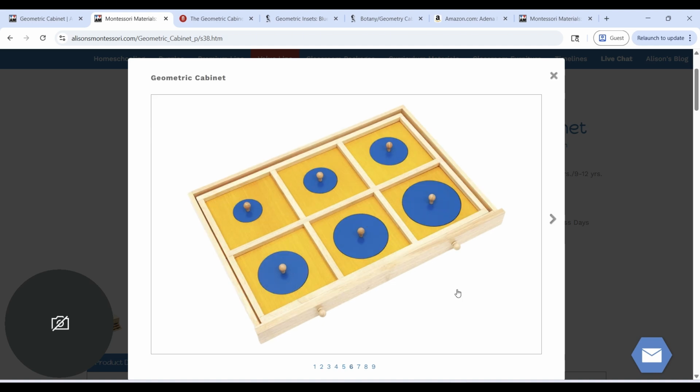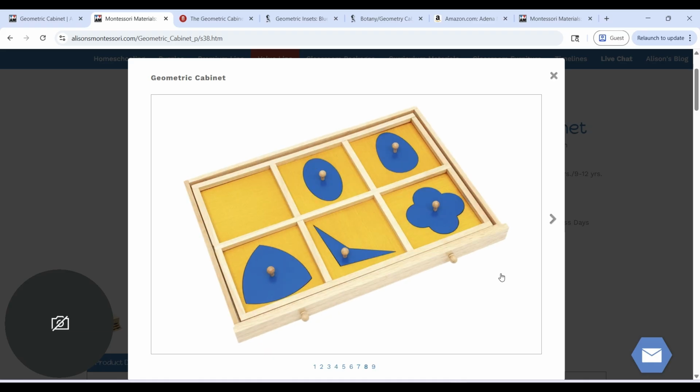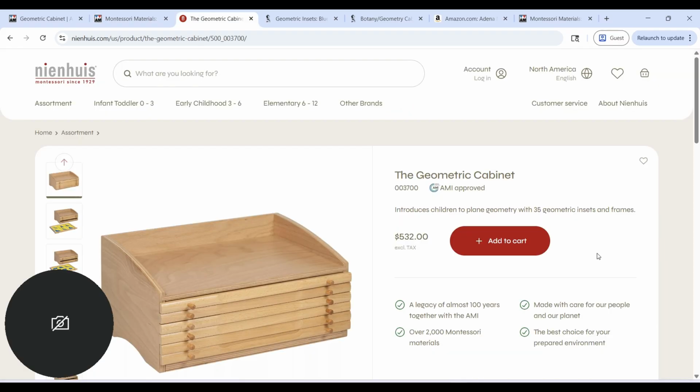This is the circle drawer, and it offers different diameters in increasing centimeters. This is the quadrilateral drawer with a couple of triangles. This is the curved figure drawer, and it includes the chevron. Nienhuis Montessori also sells a geometry cabinet for around $500.